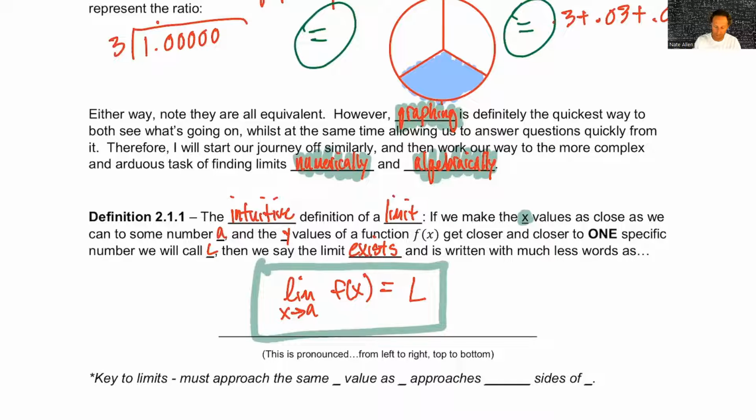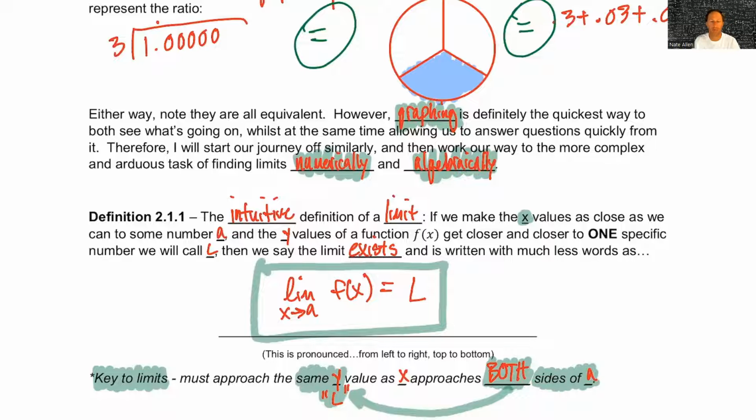So there's a key to all of this that I want to make sure that I emphasize. We have to approach the same y value, that L, if you will, as our x approaches both sides of that value a that we are approaching. Again, the key here is that we are approaching both sides of a to get that same y value we're calling L. So make sure you have that in your notes. That is the key that we will continue to go over as we progress through this chapter 2 on limits.